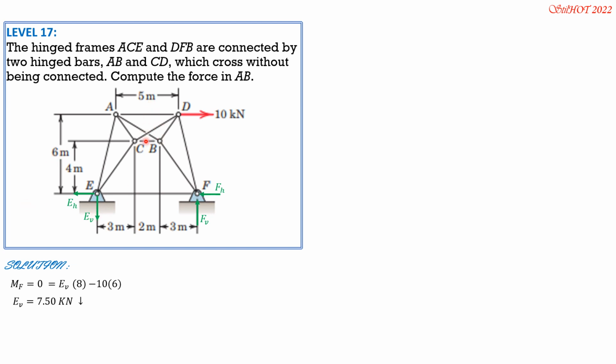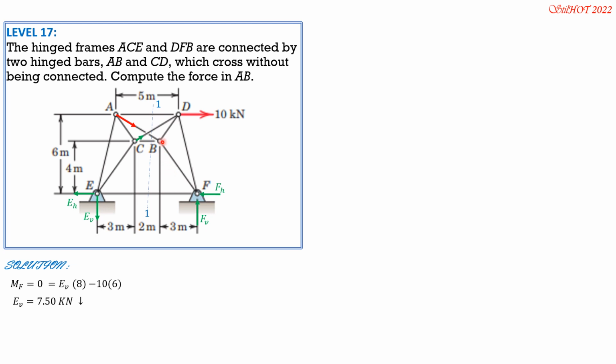So we introduce this cutting section, 1-1, and we consider forces to the left. Although we have an unknown EH here, it doesn't matter because we extend the line of action of CD to find the point where it crosses so that EH and CD will not be involved in the moment equation. So these are the unknown forces, the cut members CD and AB.